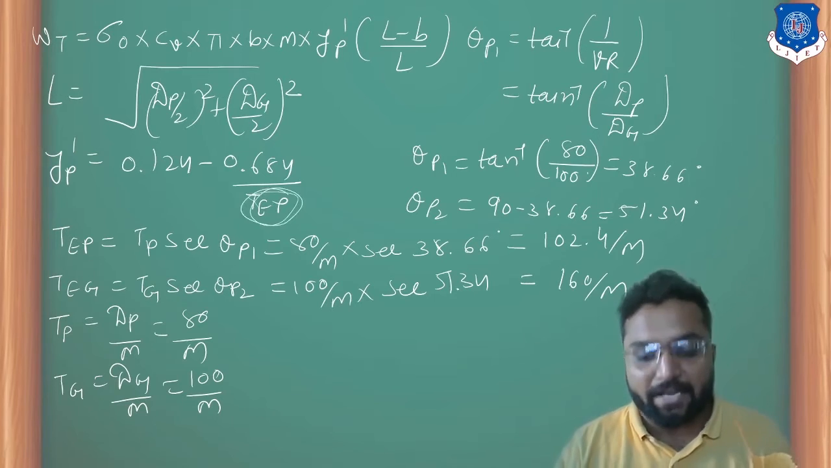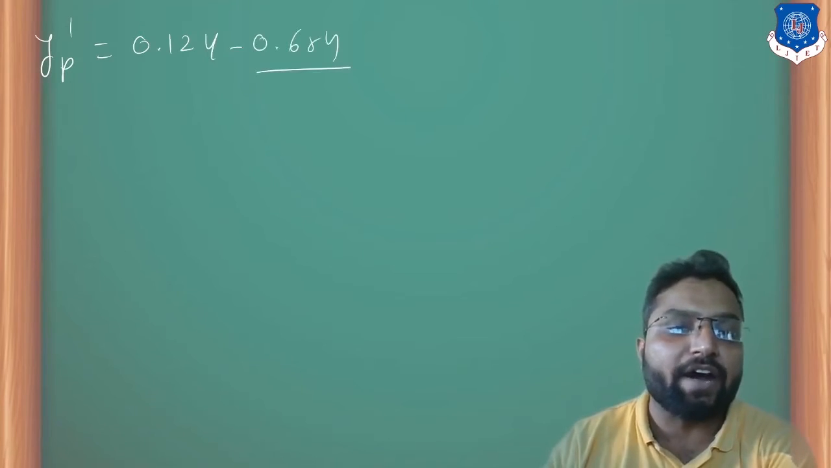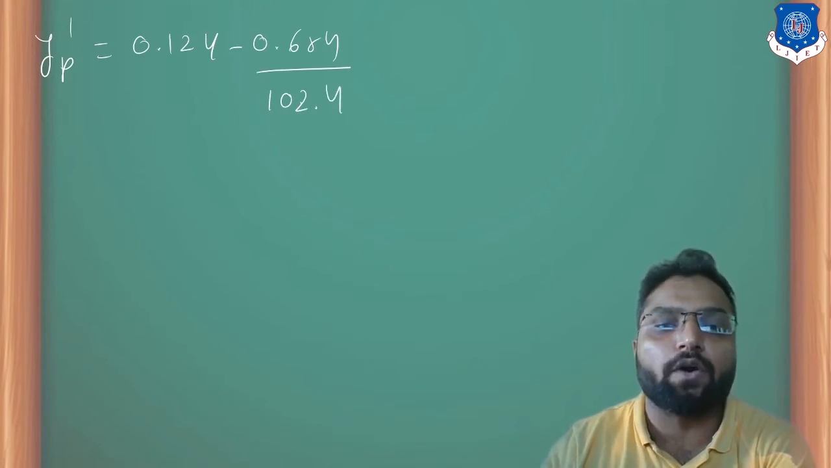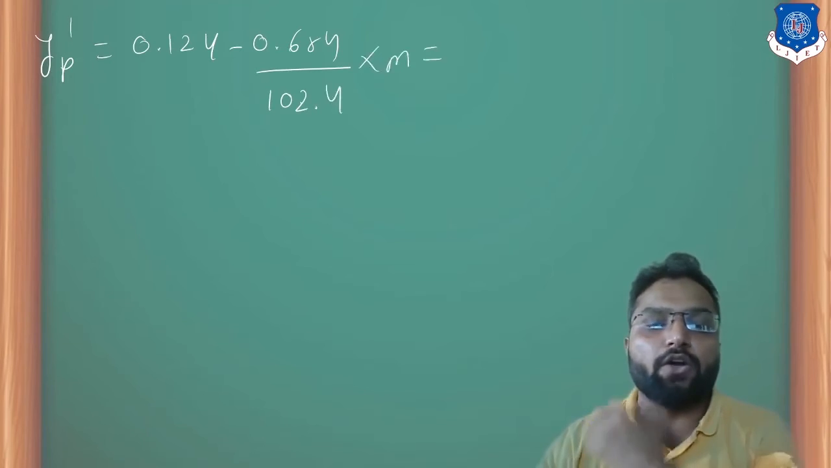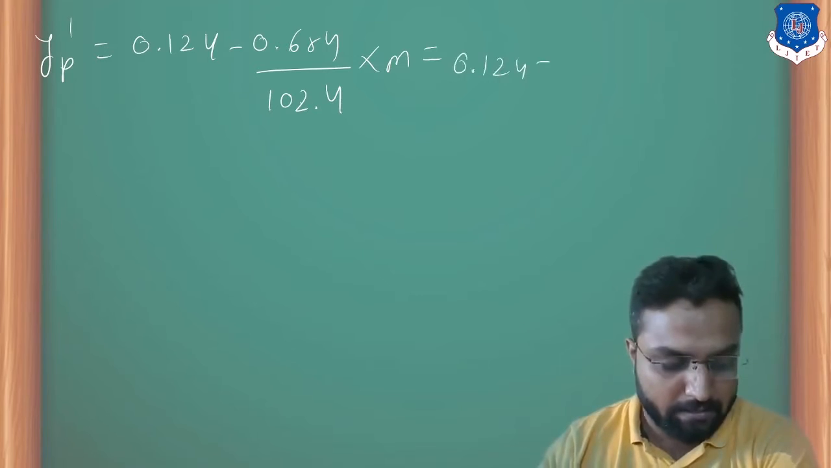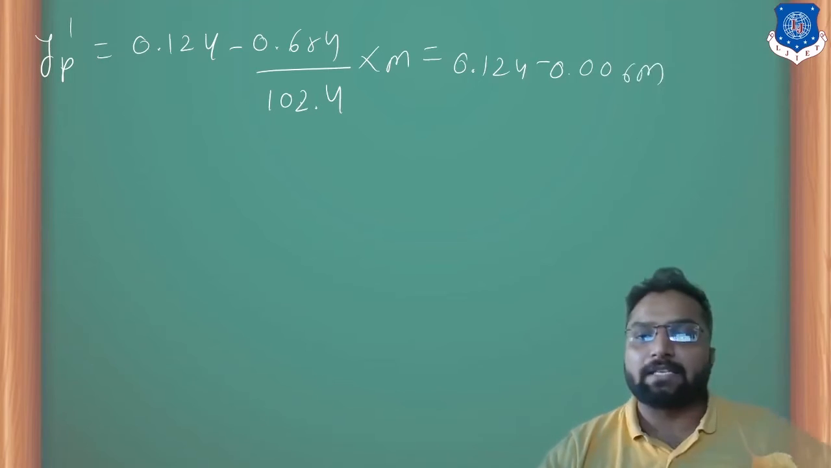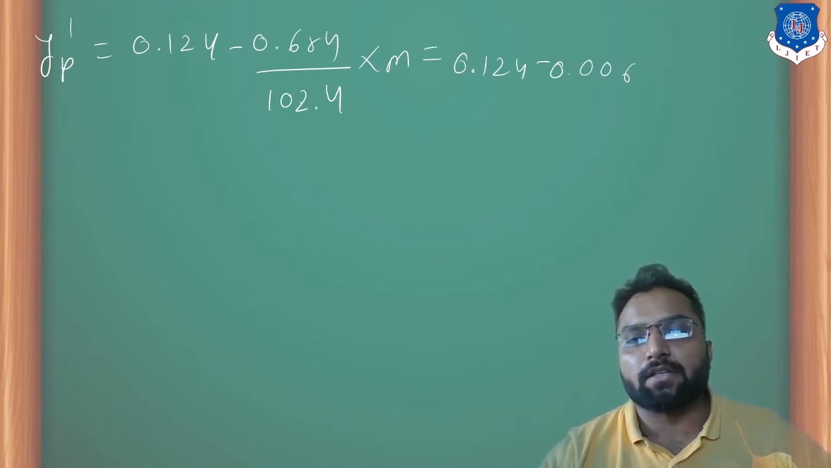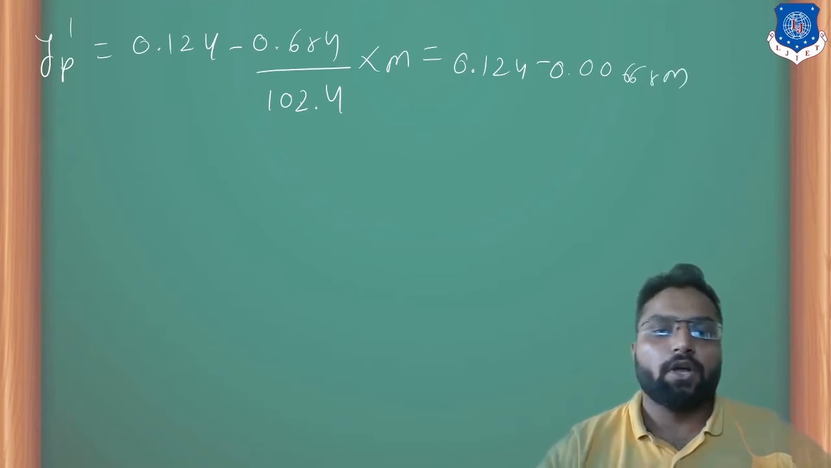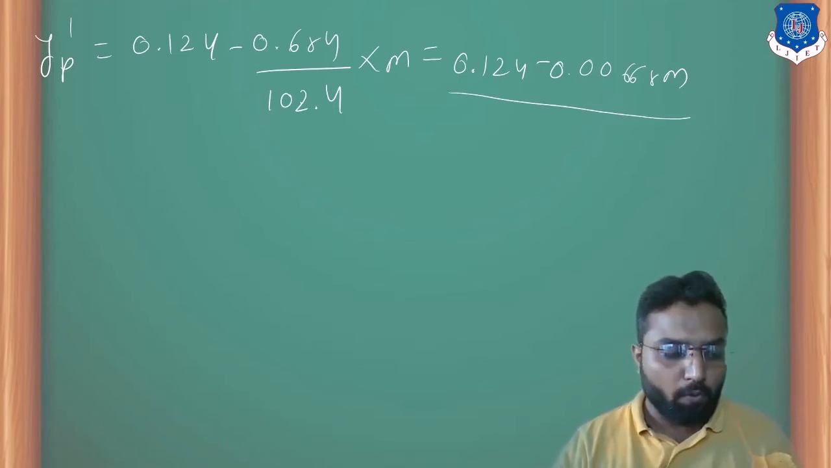So ultimately YP dash will be like this. YP dash will be 0.124 minus 0.684 divided by 102.4 into m. So the value ultimately looks like this: 0.124 minus 0.00668 module. So this will be the value for your YP dash. Now let's move on to the next value.